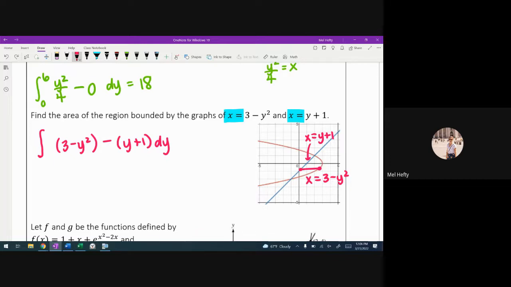Negative 1 to 3 would be great x bounds. It would be lovely x bounds. We are not working in terms of x. Negative 2 up to 1. Can you remind me, just in case I didn't have this well labeled of a graph, how could I find those if I had to do it with algebra? How did we do it before? I could set them equal to each other.